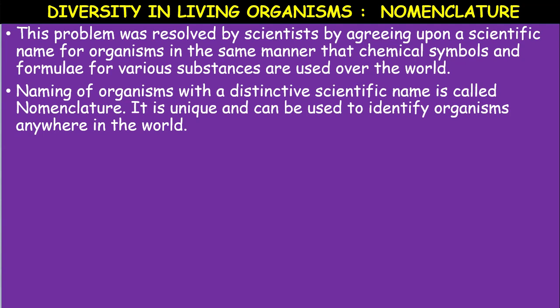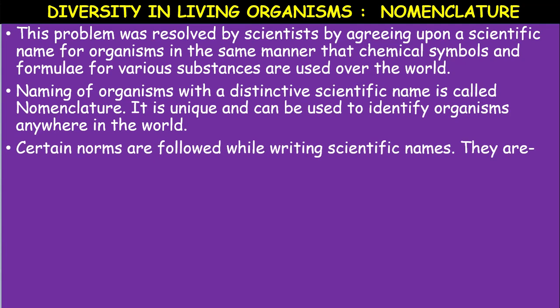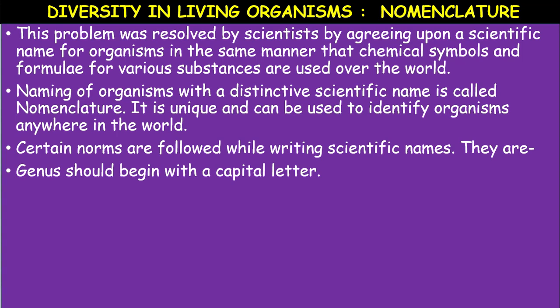Okay, naming of organisms with a distinctive scientific name is called nomenclature. It is unique and can be used to identify organisms anywhere in the world. Certain norms are followed while writing the scientific names. What are they? The genus should begin with a capital letter.